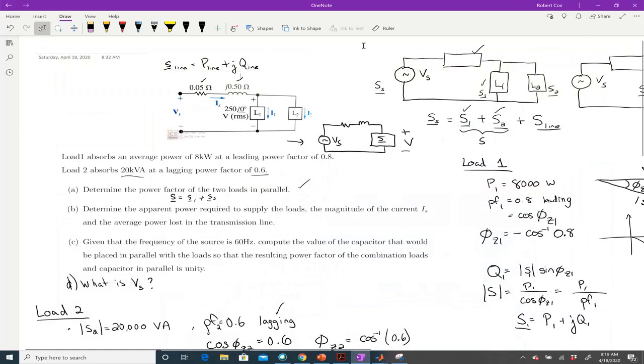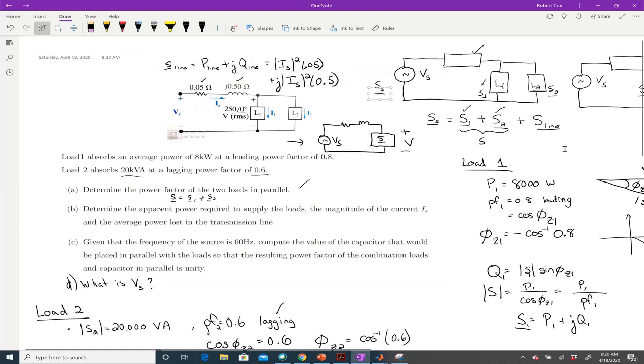All right, so the way I would do this is I would say that P line is the magnitude of IS squared times 0.05, which is the real part of that impedance, plus IS squared times the imaginary part of the impedance, which is 0.5, all of that times J. Okay, that's how I would get that. Now again, I'll throw that into MATLAB here in a second.